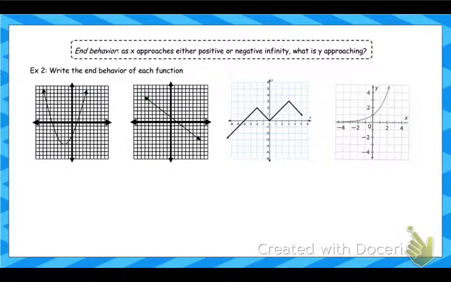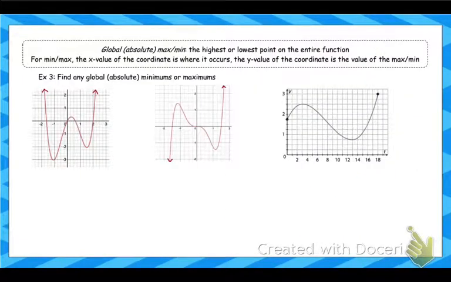All right, the next one we're going to look at is pretty easy. Again, this is one you've done before. We're talking about minimums and maximums. Now, you're going to see an extra word on here, though. We're going to talk about the global max or min, or the absolute max or min of this graph.